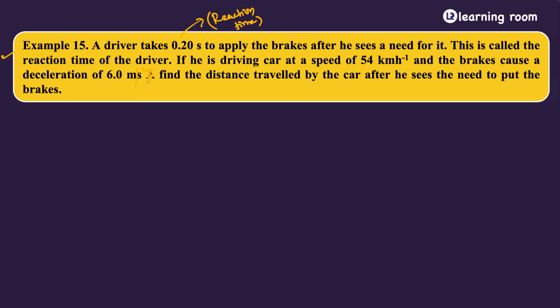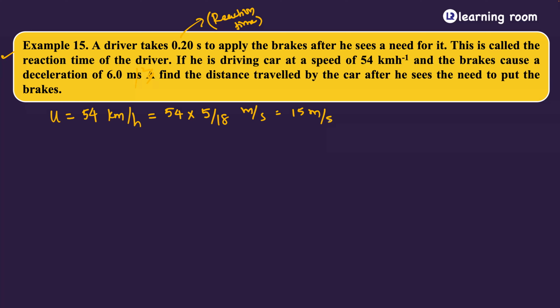So what is the meaning of this? If he's driving the car at a speed, so U is equal to how much? While he started applying the brake, U is equal to 54 kilometer per hour. So this is equal to 54 into, when you need to convert kilometer per hour, you generally multiply it with 5 by 18, which is 1000 by 3600. So just write it as 5 by 18 meter per second. Basically, it comes out to be 15 meter per second.